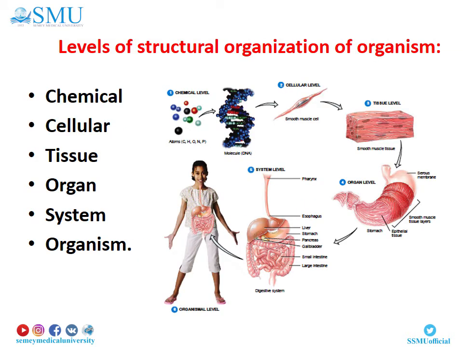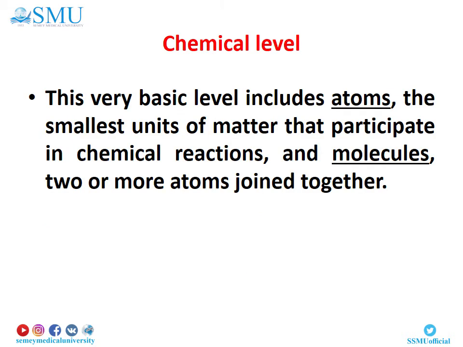Levels of structural organization of organism. There are the following levels of structural organization. The lowest level is chemical, then follows cellular, tissue level, organ, system, and at last whole organism. Chemical level. This very basic level includes atoms, the smallest units of matter that participate in chemical reactions, and molecules, two or more atoms joined together.